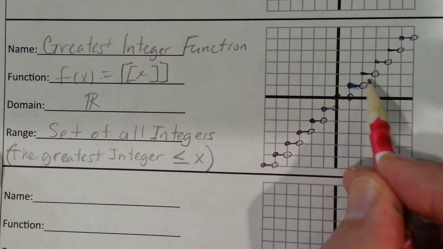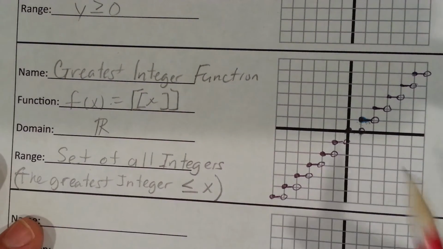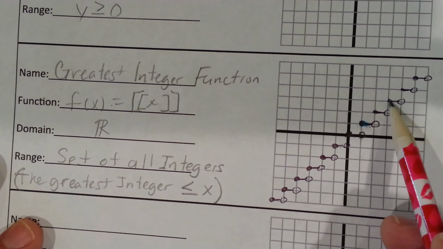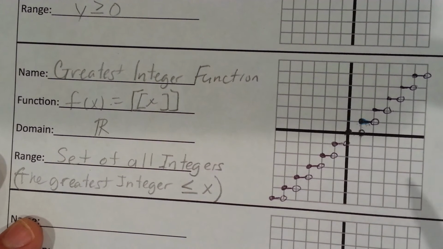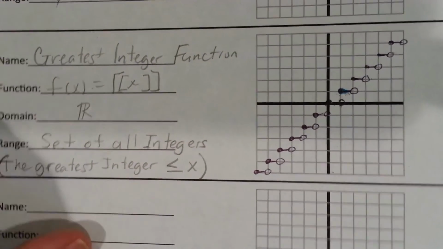So it's the straight lines, okay? All right, so the domain is all real numbers. Notice that even though I have an open circle here, I have a closed circle here. Open circle, closed circle. So I still have all real numbers, but my range is all integers, okay? Those are all my parent functions, okay?